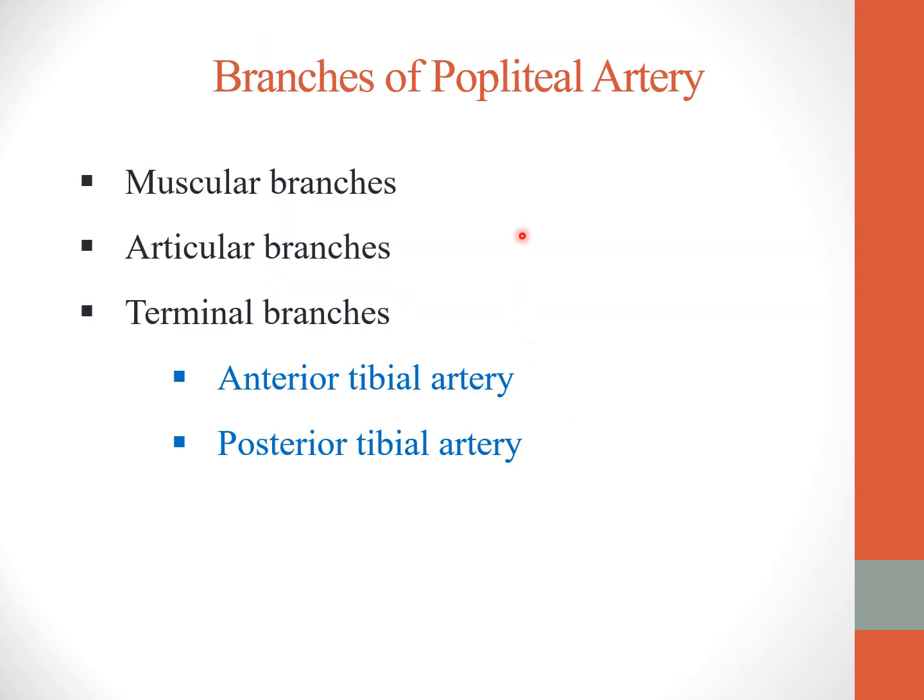So the branches of the popliteal artery: there are muscular branches to the surrounding muscles, and already we discussed that we don't name the muscular branches because not a single muscle is supplied by the artery. Many muscles, or a group of muscles, are supplied by the artery. So we just say muscular branches of the popliteal artery, articular branches to the knee joint, and its terminal branches are anterior tibial and posterior tibial.